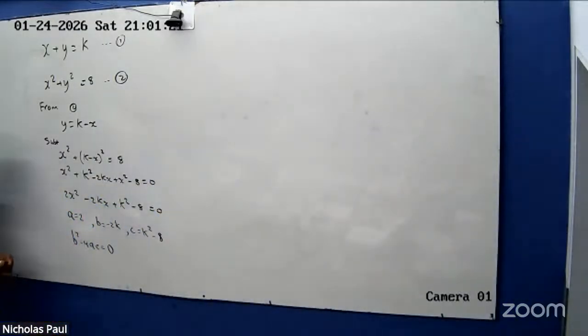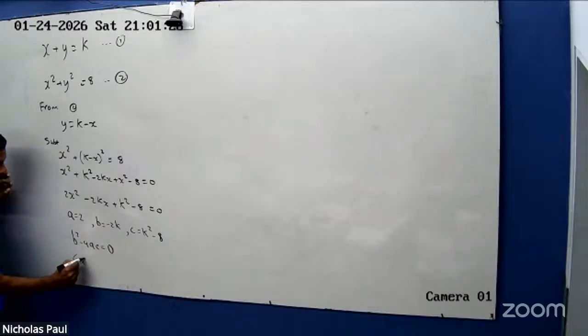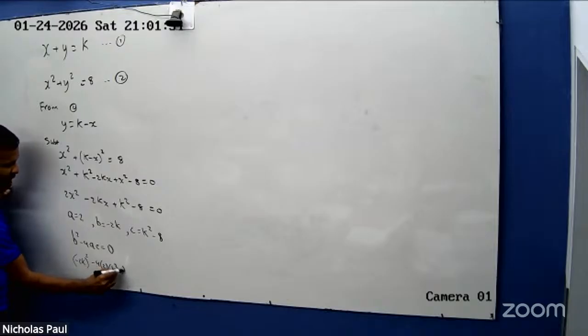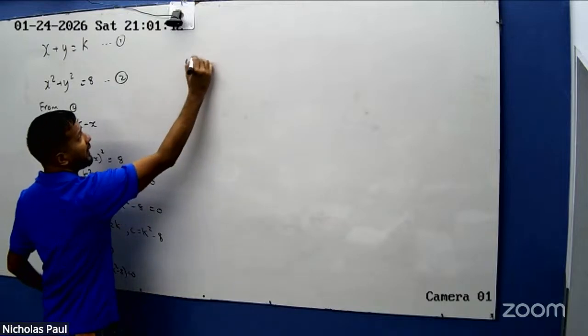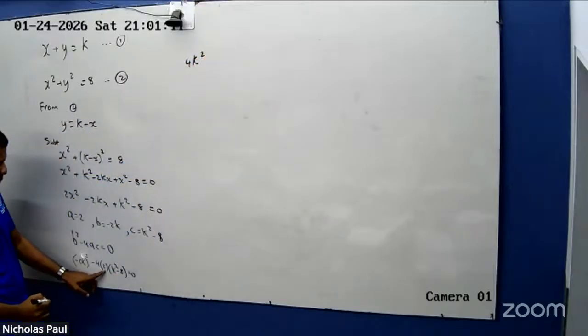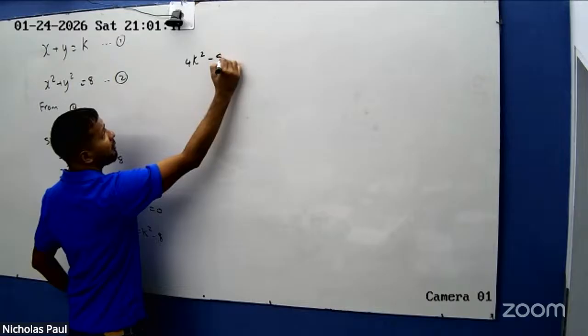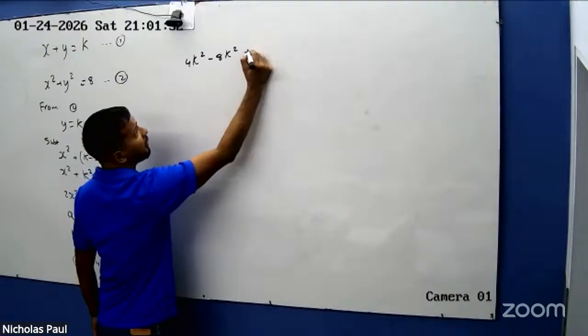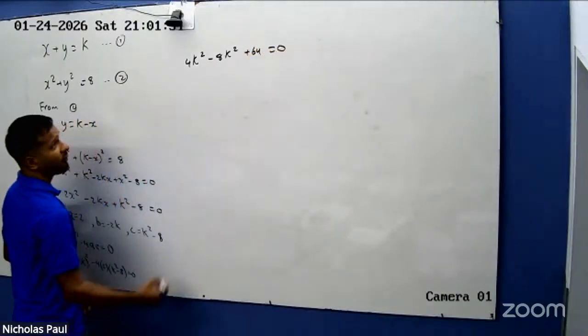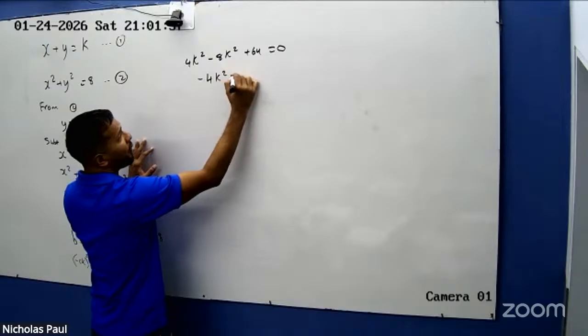Right, so b squared is what? B squared is minus 2k squared minus 4 by A by C. Right? And we have to expand that out. So that will be 4k squared minus 8 by this is minus 8k squared minus 8 by that is plus 64 equal to 0. This is minus 4k squared plus 64.